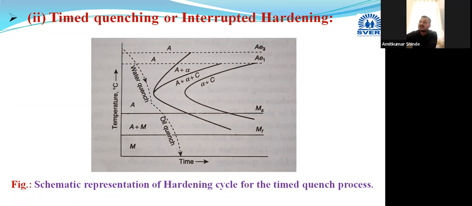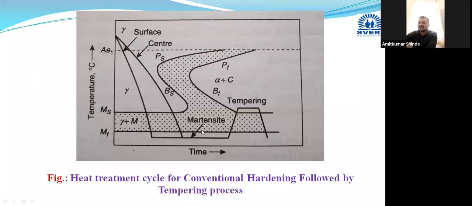Now your examination is MCQ type only. They may ask you about applications, meaning which hardening method can be used for which material, which mediums we are using. Mediums are very important here. Then temperature zones, then their end microstructures. Here we are getting martensite. In conventional hardening, martensite is obtained, and if you use conventional hardening plus tempering, then tempered martensite or low carbon martensite is there.